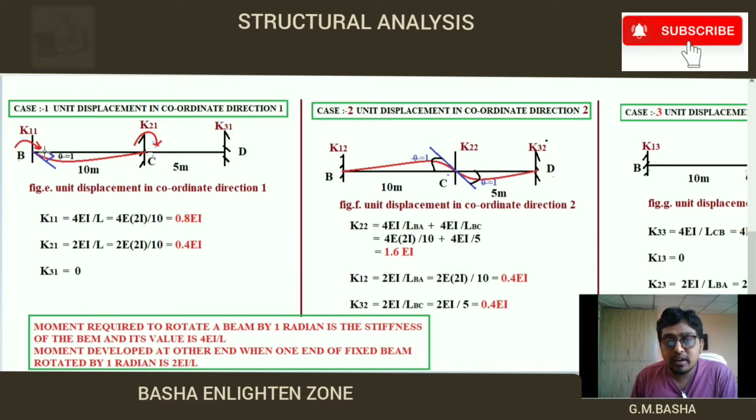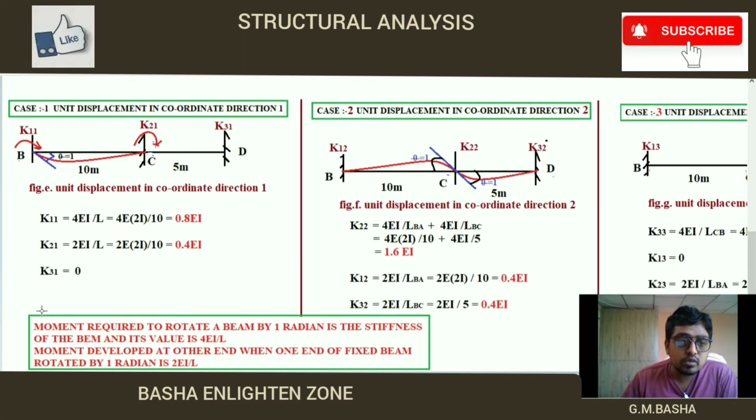That also was explained clearly in the last example itself. That is the reason you please go and watch that video and clear the concept. This particular moment will be equal to 4EI by L. Otherwise, please remember this as your note point: the moment required to rotate a beam by 1 radian is the stiffness of the beam. Its value will be 4EI by L.